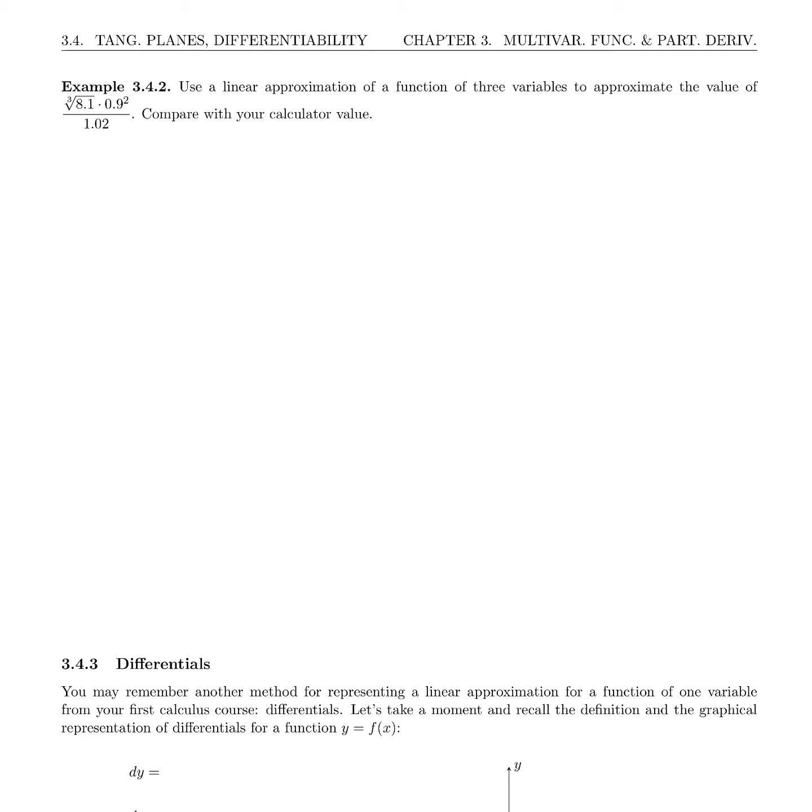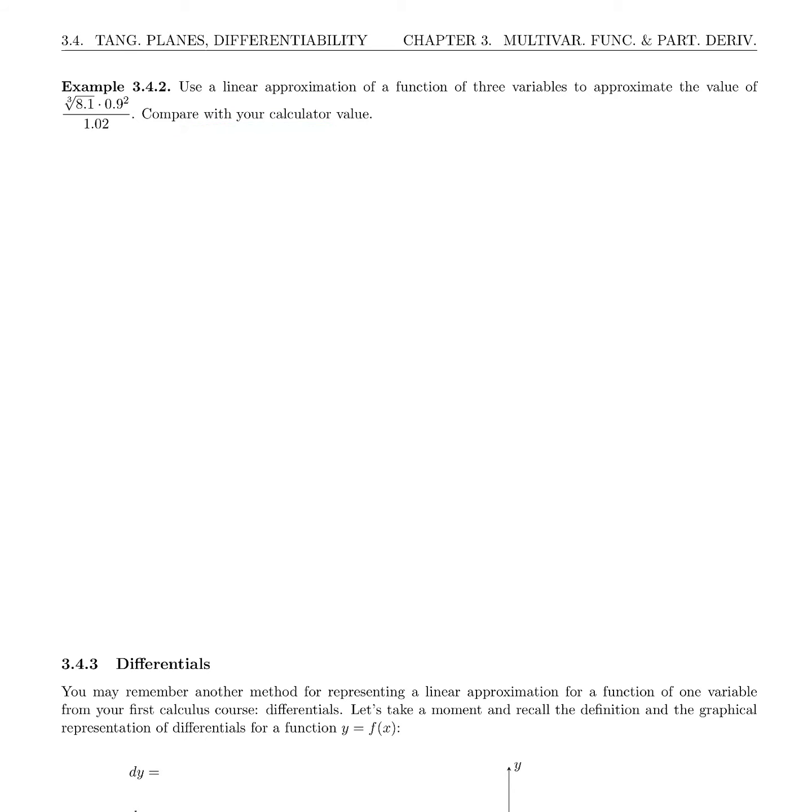In this video, we're going to do example 3.4.2. We're asked to use a linear approximation of a function of three variables to approximate the value of the cube root of 8.1 times 0.9 squared divided by 1.02. And then we'll compare this with our calculated value.